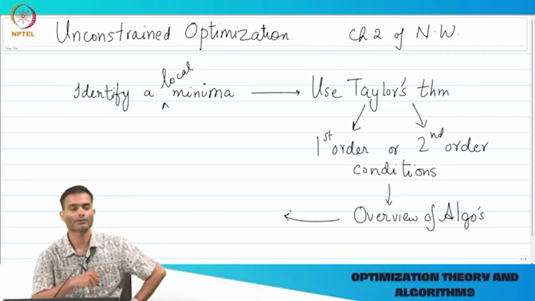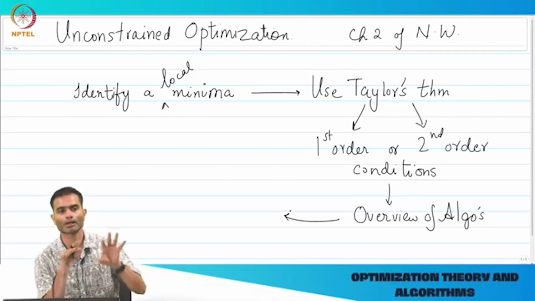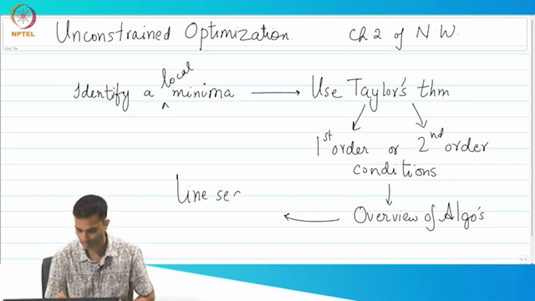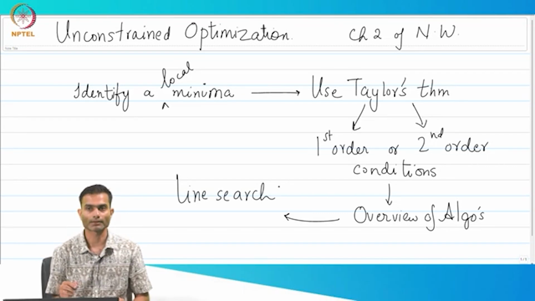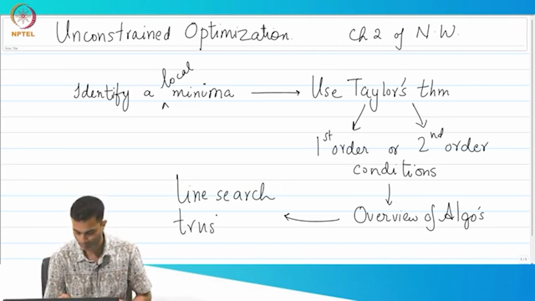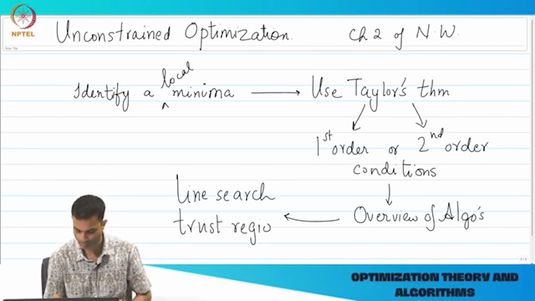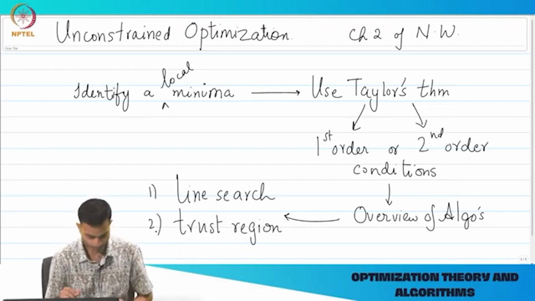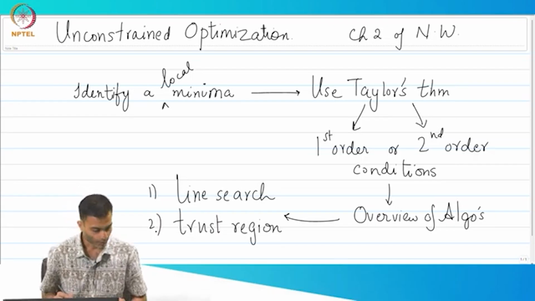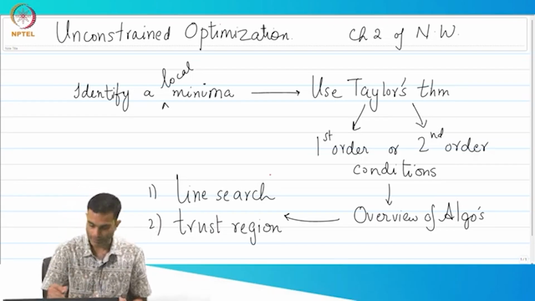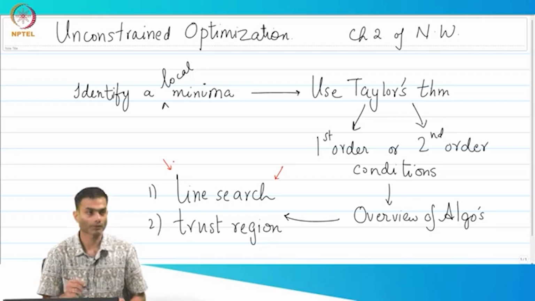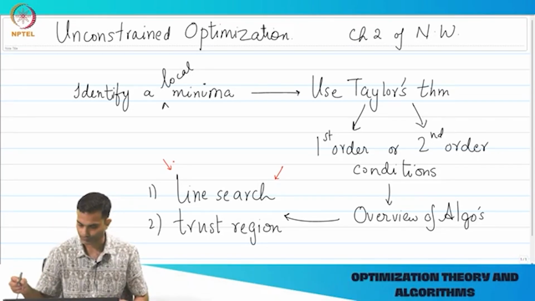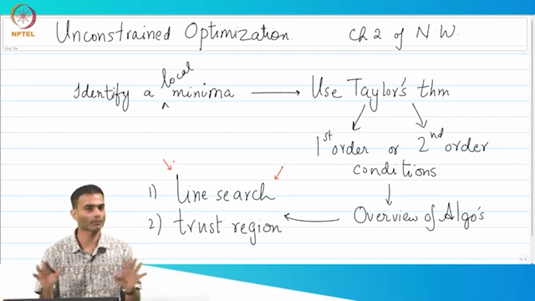Again, in the world of algorithms, broadly there are two classes. One is what is called a line search. The other is called a trust region. Two different approaches for solving optimization problems. In this course, we are primarily going to talk about line search algorithms. That itself is an extremely vast subject. So this is just sort of the roadmap.